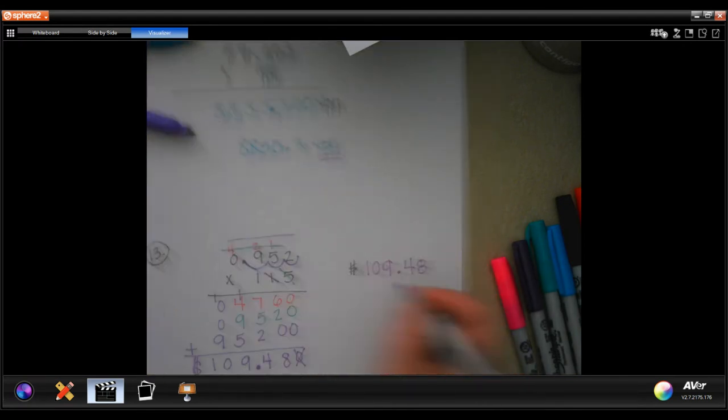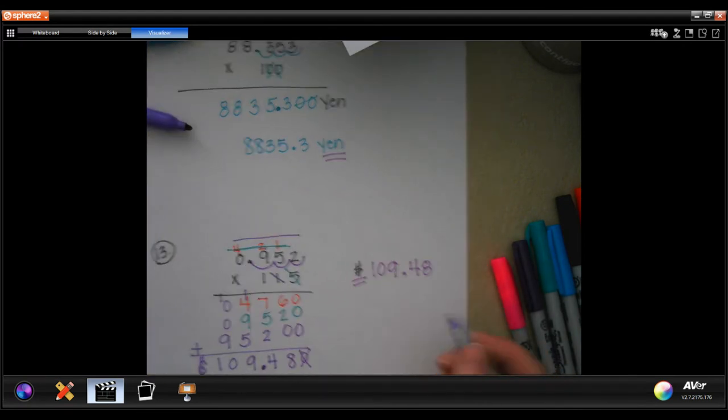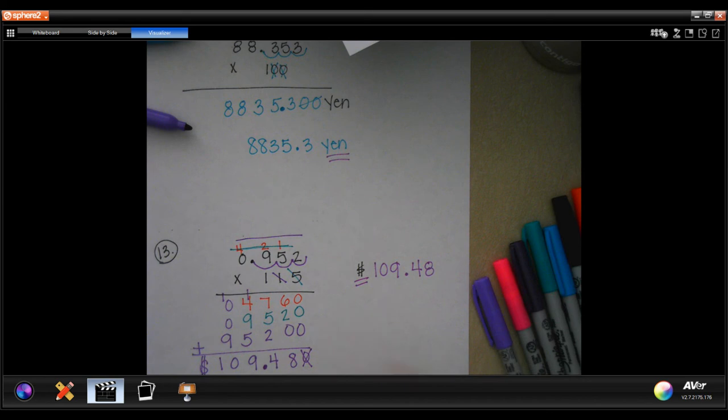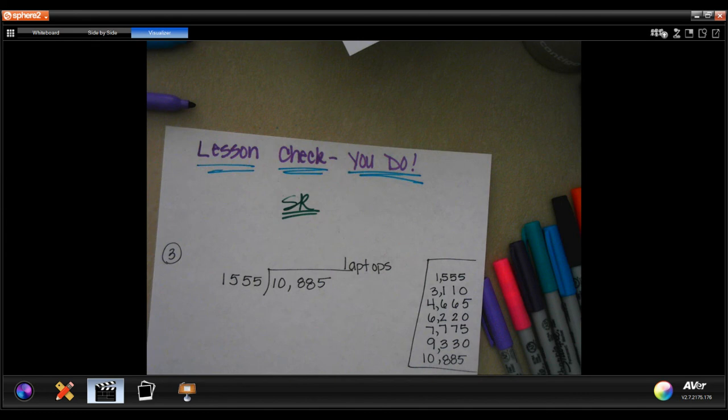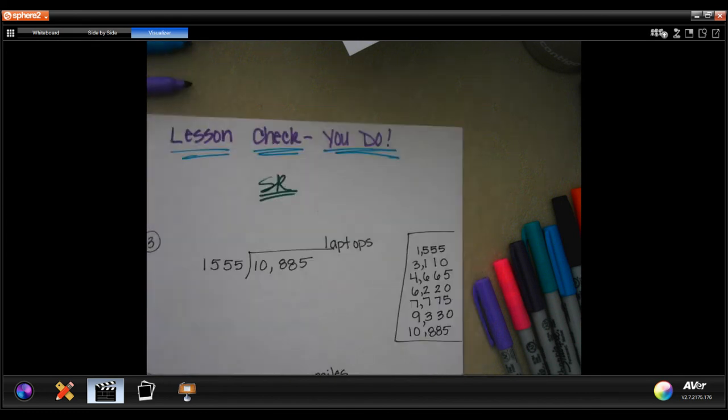That dollar sign is your label, so you're okay. Up here, your yen is your label. Right here, your dollar sign is your label. Okay? You're covered on your word problem or an answer. Okay? All right. Your lesson check, you guys are going to do yourself. You can totally handle that. Okay? You don't need me for that.